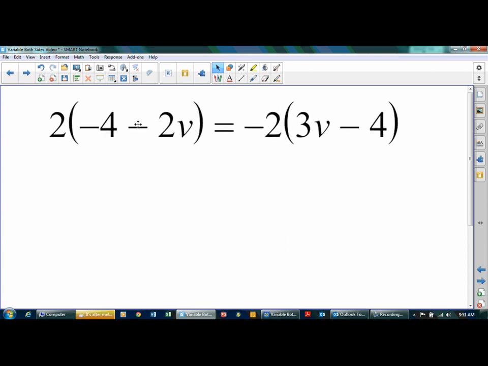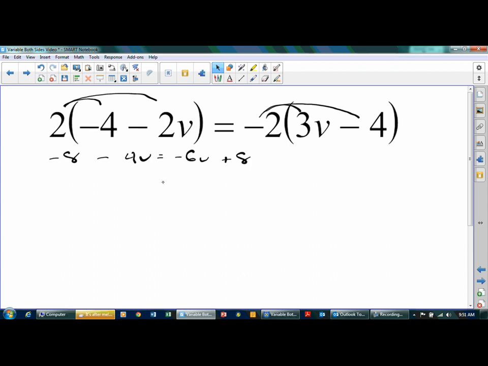Okay. Now, we distribute. So that's negative 8 minus 4v, negative 6v plus 8. Okay. Now, just like on the previous question, I can add 4v to both sides. I can add 6v to both sides. It doesn't matter how I start it. I can even add 8 to each side or subtract 8 from each side. Whichever way I want to start.